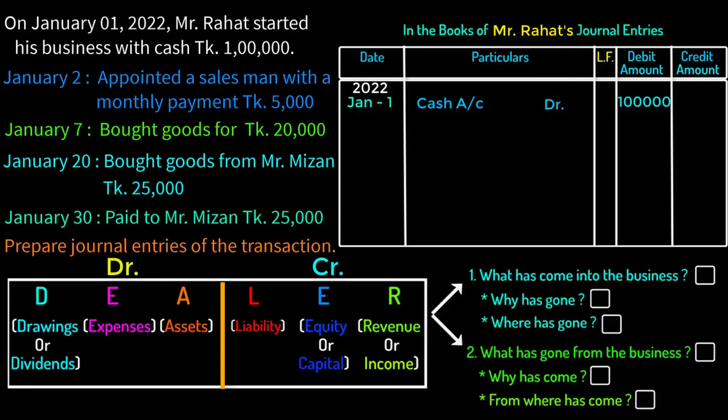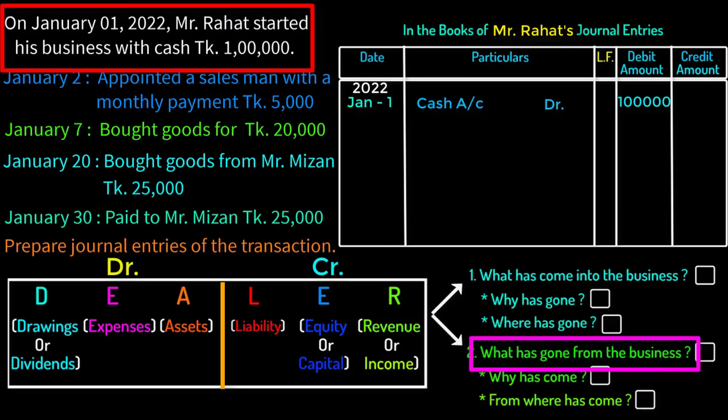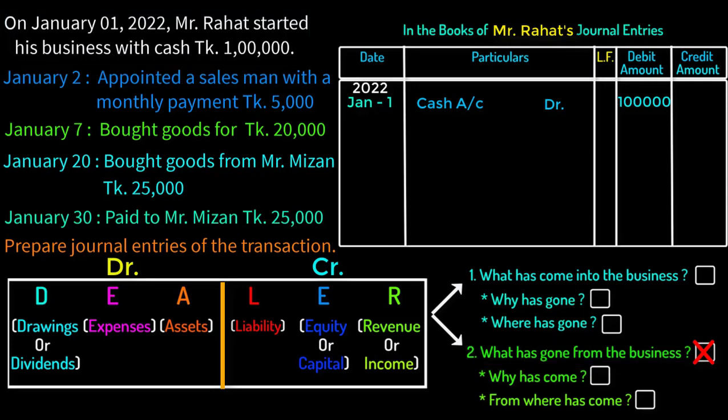Now you will have to find out the other account by asking yourself this question: what has gone from the business? So for this transaction, what has gone from the business? Nothing, right? As you have no answer to this question, what will you do now? You will have to ask yourself this question now. Why has it come? Can you tell me why this cash has come? Because to start the business, the owner has given the cash.